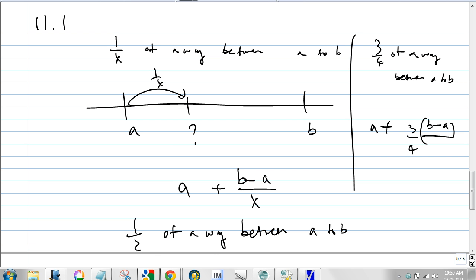Okay. Any other question? Is 11.1 going to be on our test? No, 11.1 will be on.